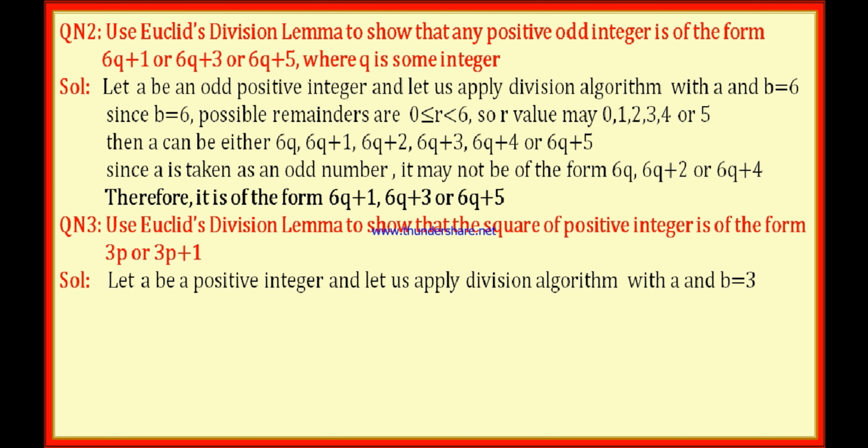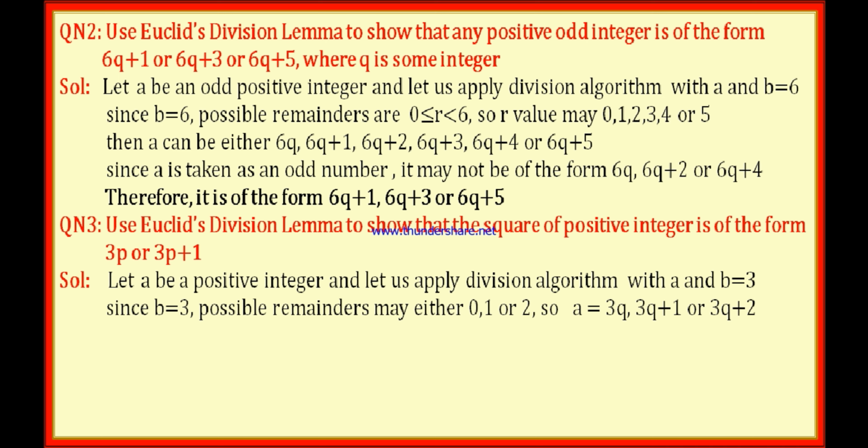If B is equal to 3, then the quotient is 3. If the quotient is 3, then the possible remainders should be 0, 1 and 2. If we divide any number by 3, then the remainder may be 0 or less than 3. That is, the remainders may be either 0 or 1 or 2. If the remainder is 0, then A is equal to 3Q. If the remainder is 1, A is equal to 3Q plus 1. And if the remainder is 2, then A is equal to 3Q plus 2.